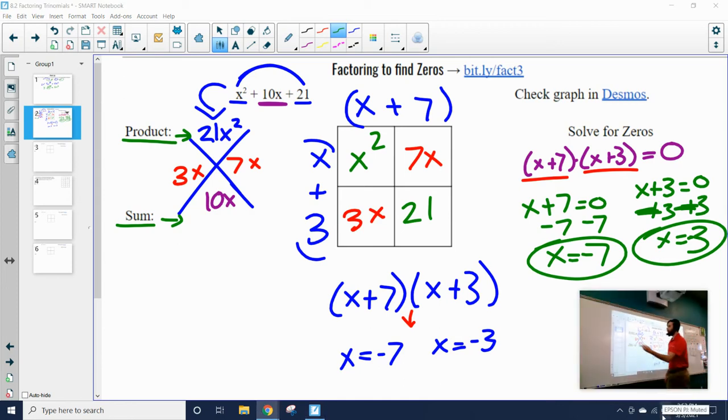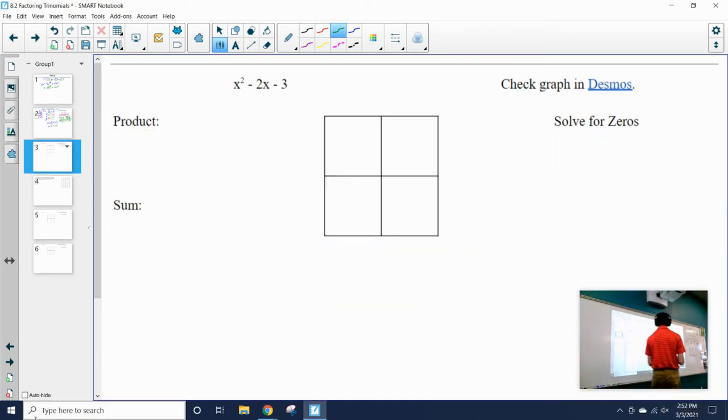All right, let's look at another example of this. So we have x squared minus 2x minus 3. We want to factor this quadratic, and then we want to solve for 0, solve for our x-intercepts. So once again, we're going to do the box and diamond. So the first thing I'm going to create is my little diamond here.